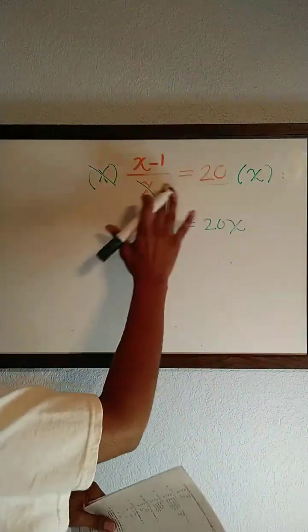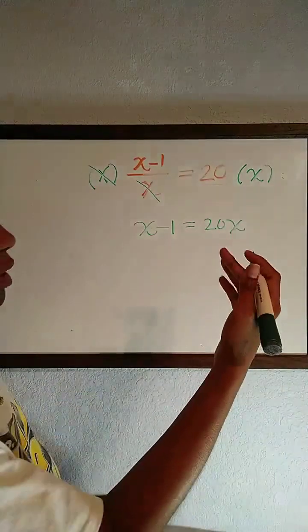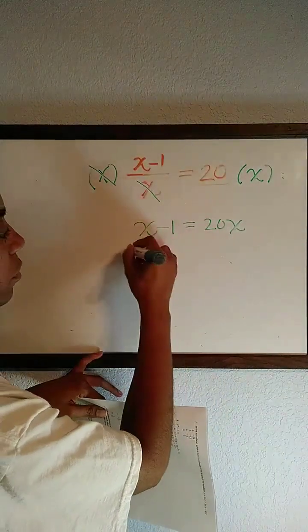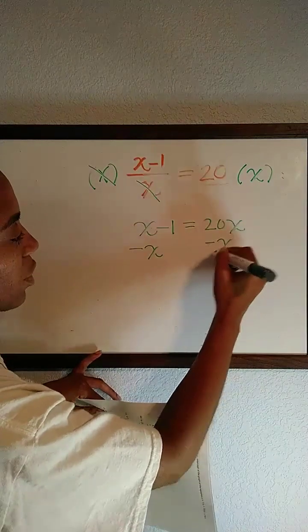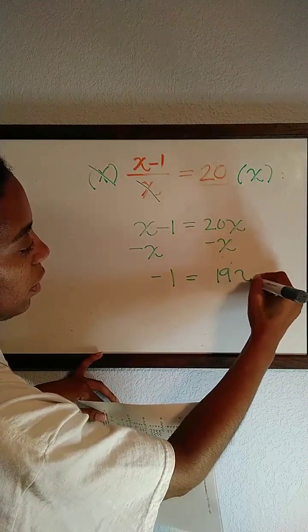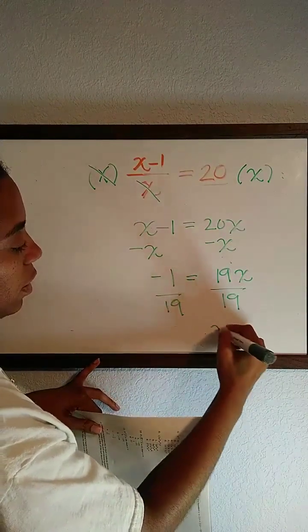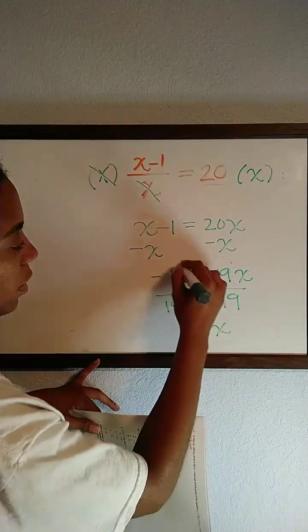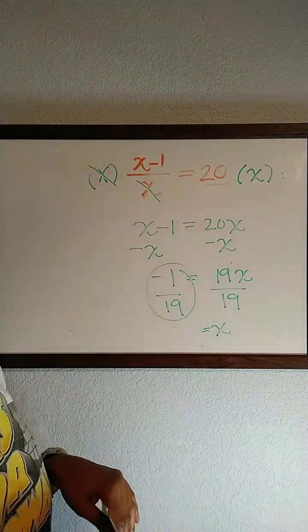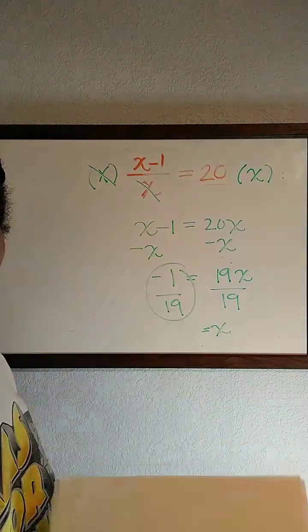So if it's something kind of simple like this, and you know what to do, I would do this. And then you're going to divide by 19. And that's it, you're done already. Very good. Yep, negative 1 over 19. Perfect.